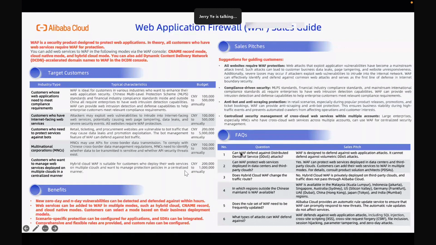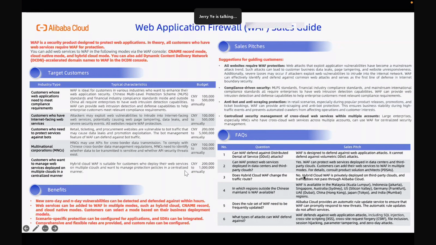Can WAF defend against DDoS attacks? No. The second one, can WAF protect web services deployed in data centers and third-party clouds? Yes, it can. When you do the configurations of your web service, the original site must be a public IP or domain name. The third one, does hybrid cloud WAF change the traffic route?